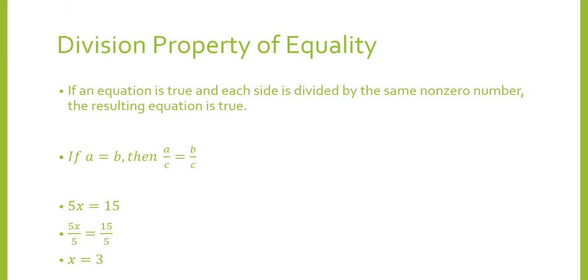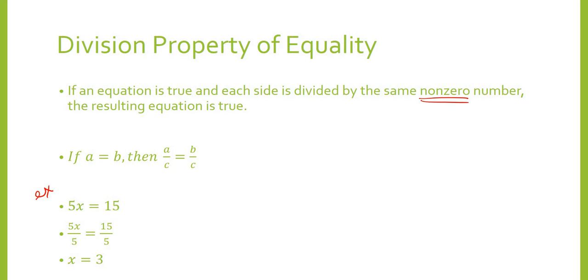And our last one is the division property of equality. If an equation is true and each side is divided by the same, in this case it has to be a non-zero number because we can't divide by 0, the resulting equation is true. So in algebra terms, if a equals b, then a divided by c equals b divided by c. And here's our example. If 5x equals 15, I can divide both sides by 5 and get x equals 3.